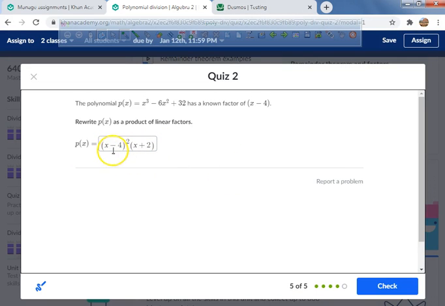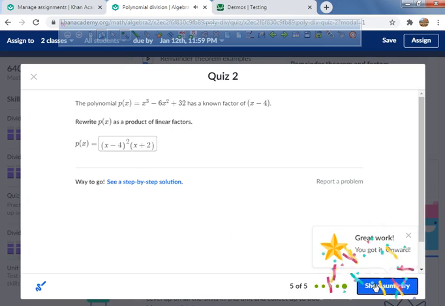All right, so see how I have x minus 4 squared? That's basically saying x minus 4 times x minus 4. And, wait for it, nailed it! That's all you got to do.